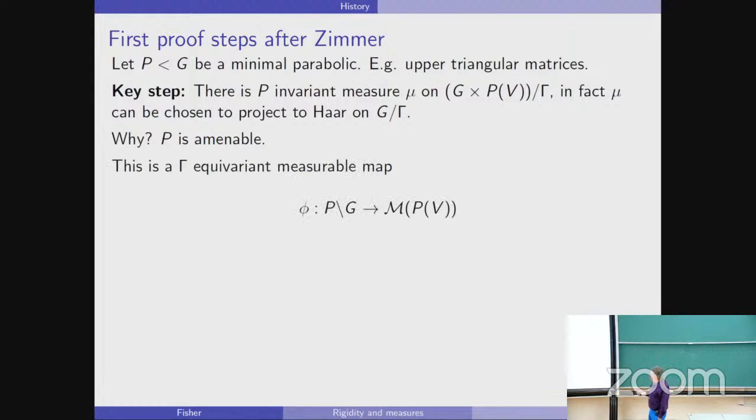And what this does from another point of view is it builds a gamma equivariant measurable map from G mod P to measures on P of V. If I think of a point in this bundle, on the fiber over that point I have a measure, and the fact that the measure is invariant under P means it's actually a map from G mod P, and I lift out the gamma action and think of it as a gamma equivariant map.